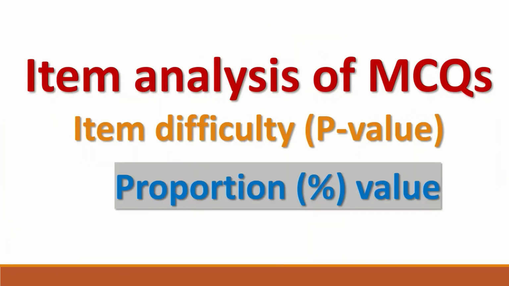Describing item analysis of a multiple choice question exam. An item is the question. One component of the item analysis is the item difficulty, or the p-value, proportion value, or percentage value. The item difficulty determines whether the question or the item is very easy or very difficult, using a mathematical calculation.